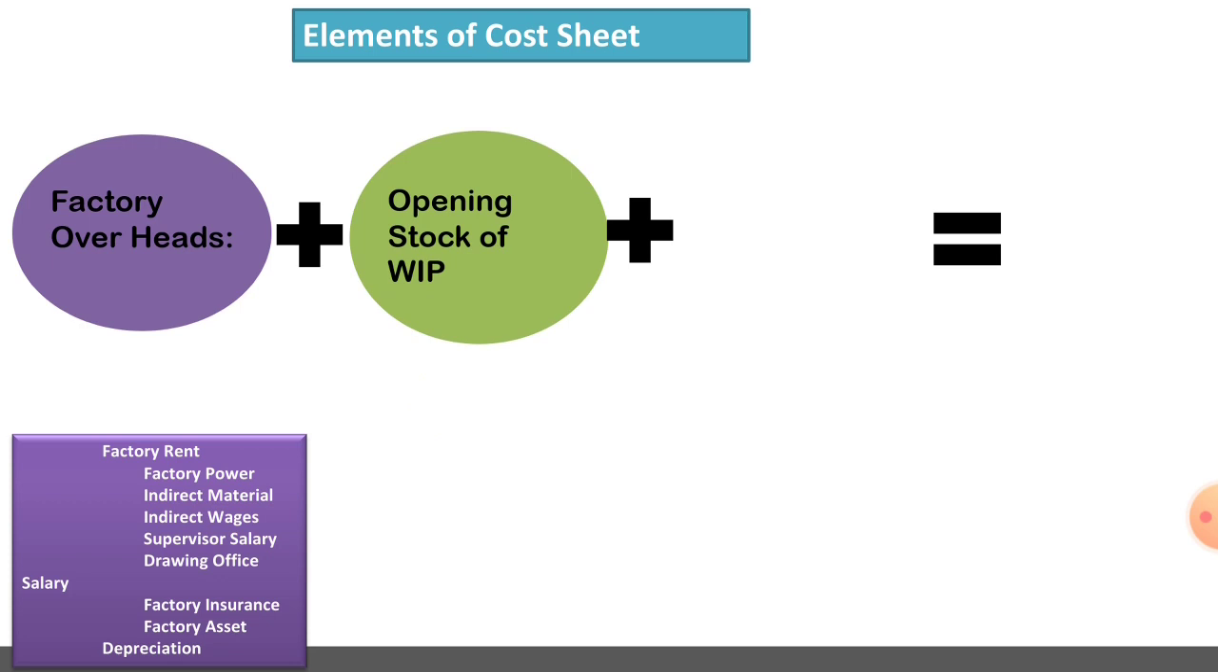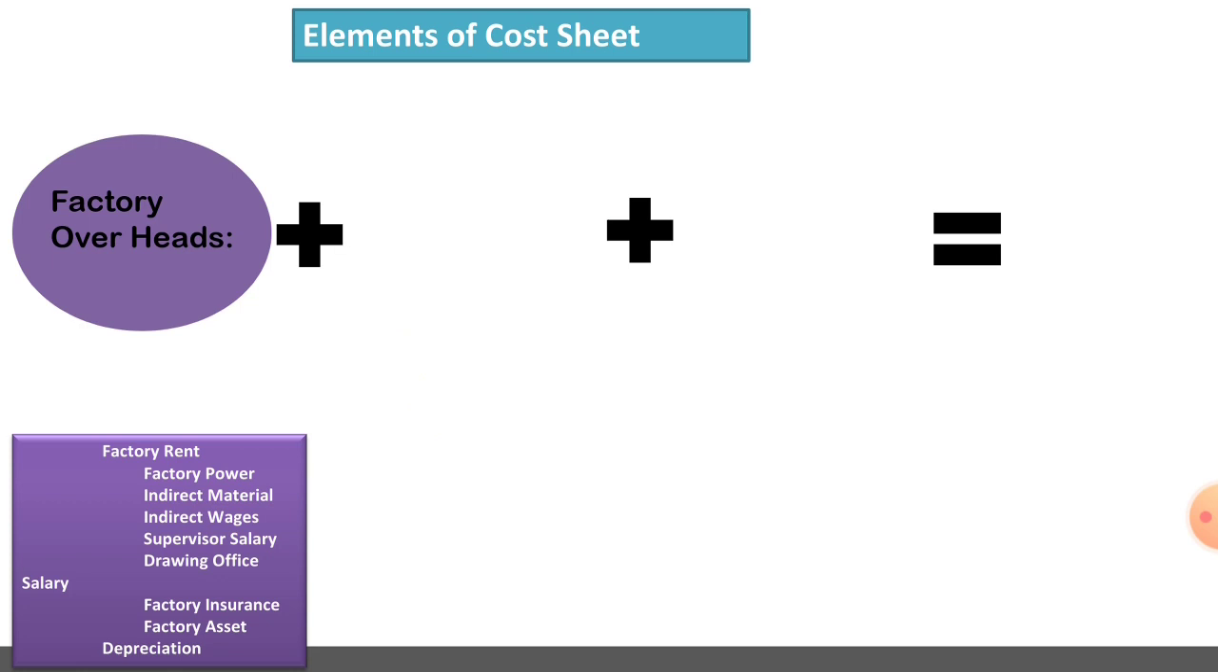Now what is work in progress? In the first stage, we procure the material, and after procuring the material in the factory, we have to spend some expenses, and these expenses are used for converting the raw material into finished product. But actually, the product is not yet finished, and therefore, whatever portion of work we have already done till this moment will be considered as work in progress because it has not yet finished, and therefore the opening stock of work in progress has to be added into the factory overheads.